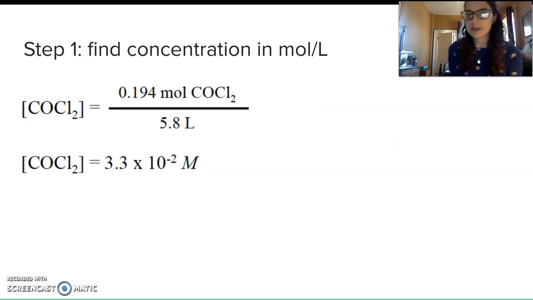To find our concentration, we're taking the 0.194 moles, dividing it by our volume, 5.8 liters, and that gives us a concentration of our reactant of 3.3 times 10 to the negative 2 molar. So this here is our concentration value. We don't just put in the number of moles, we are actually interested in concentration, so that's why we have to have moles per liter or molarity.